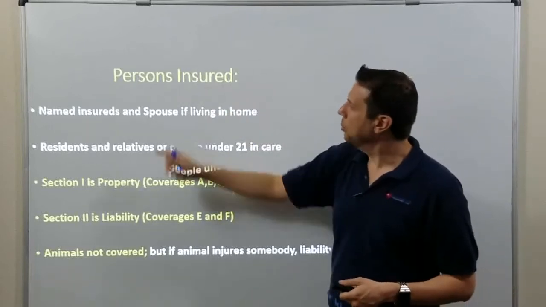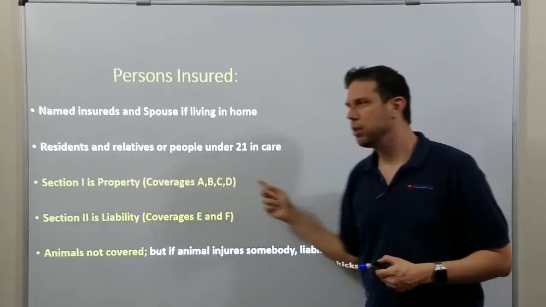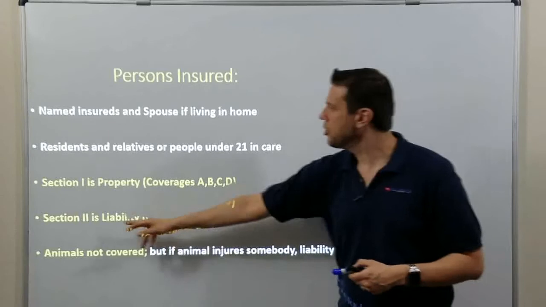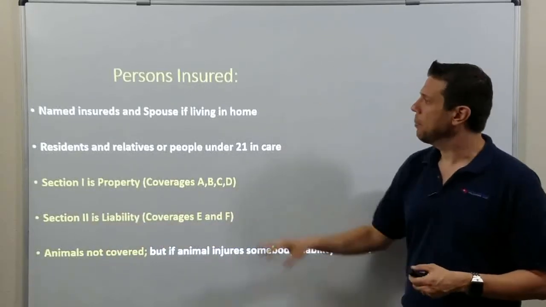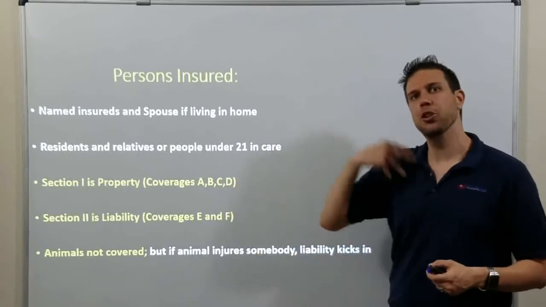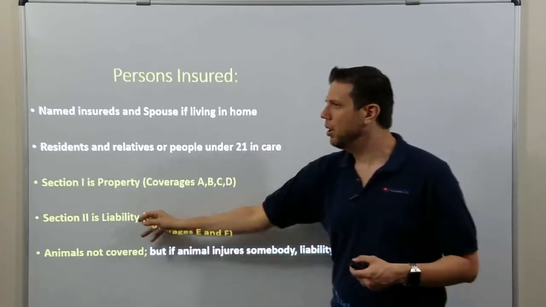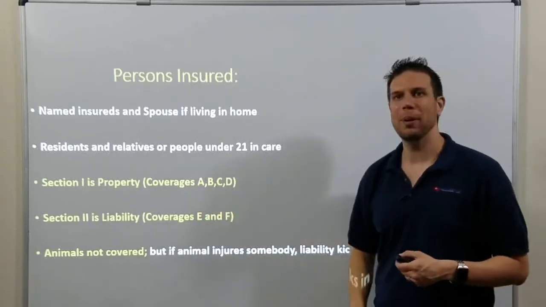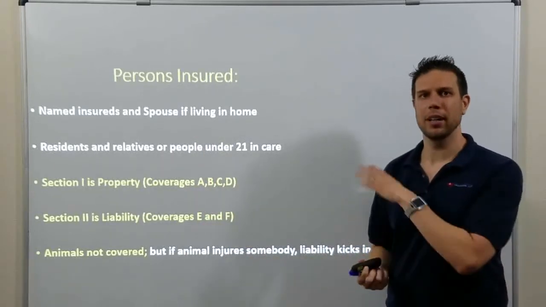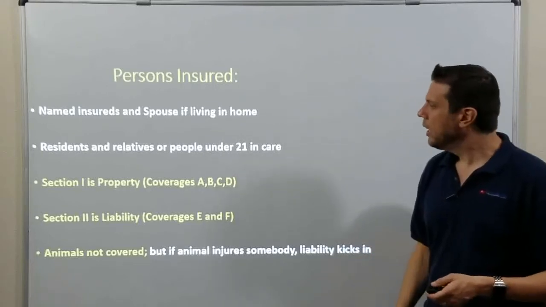Section 1 of a homeowner's policy is known as property. Section 2 of any insurance is known as liability. Property insurance typically pays you and your family. Liability typically pays other people for lawsuits. You'll learn more about liability insurance further along in the chapter.